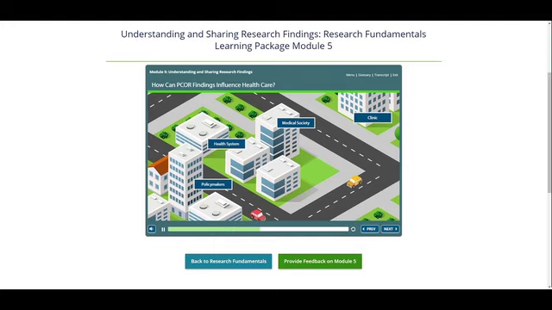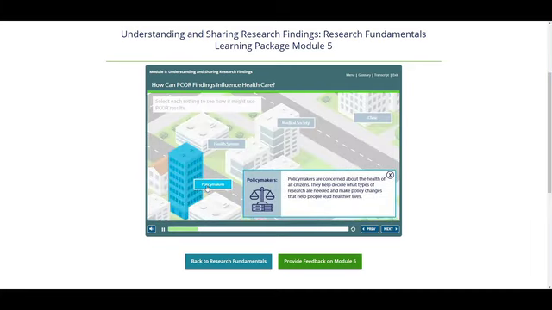Together with results from other research, findings from PCORI studies can help shape healthcare at multiple levels. Policymakers are concerned about the health of all citizens. They help decide what types of research are needed and make policy changes that help people lead healthier lives.